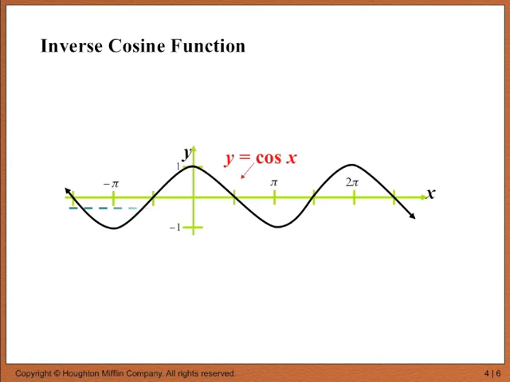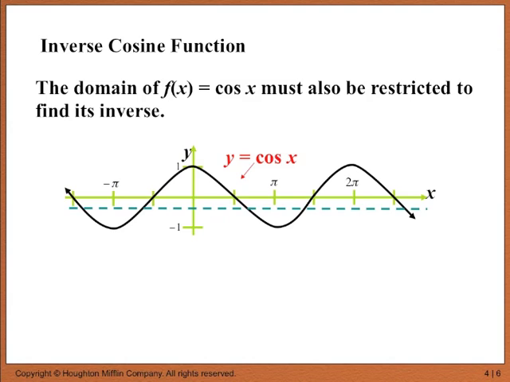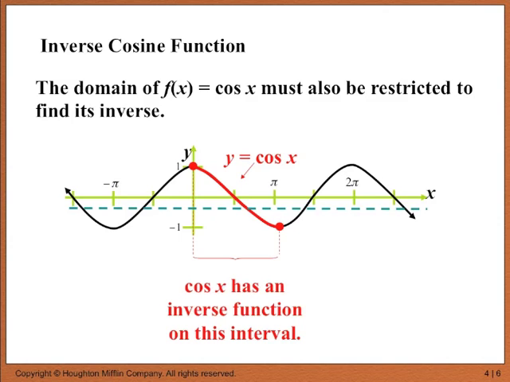Inverse cosine function. As you can see, the cosine function doesn't pass the horizontal line test. And therefore, just as we saw for sine, the domain of the cosine x function must be restricted to find its inverse. We're going to restrict it to this portion, from 0 to pi. The portion from 0 to pi is the restricted interval, and the cosine function does have an inverse on this interval.